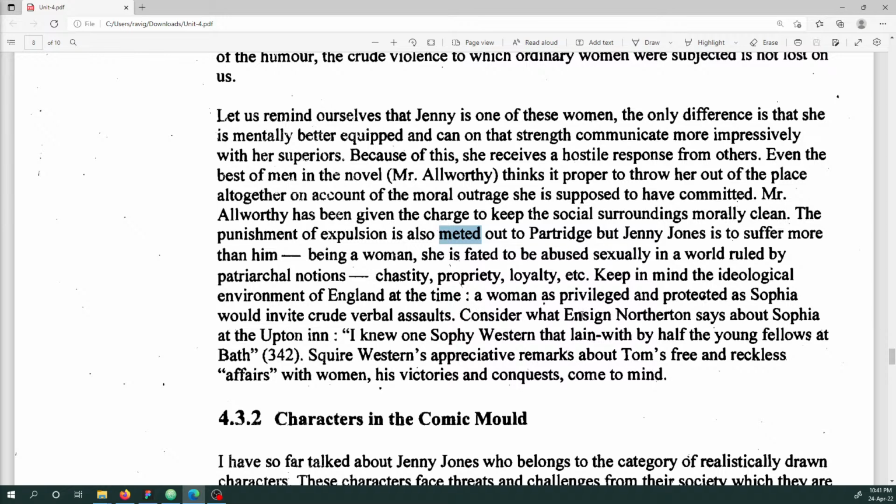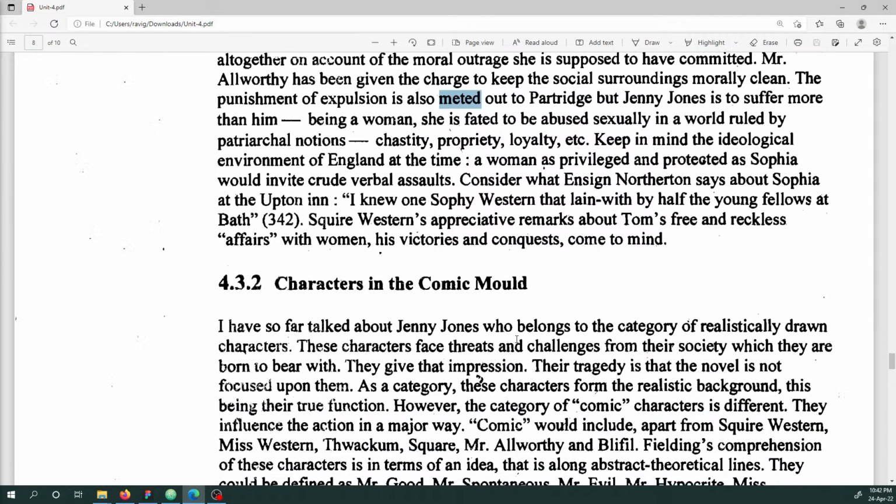Consider what Ensign Northerton says about Sophia at the Upton Inn: "I knew one Sophy Western, lay with her, lay with by half the young fellows at Bath." Squire Western's appreciative remarks about Tom's free and reckless affairs with women, his victories and conquests, come to mind.